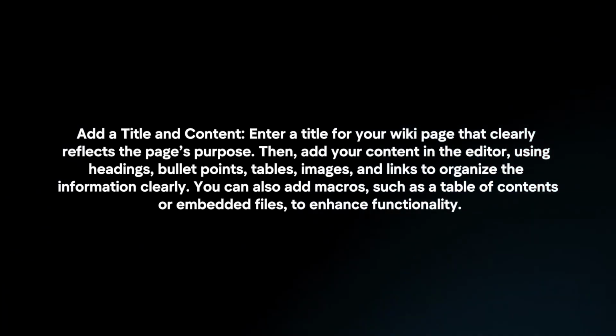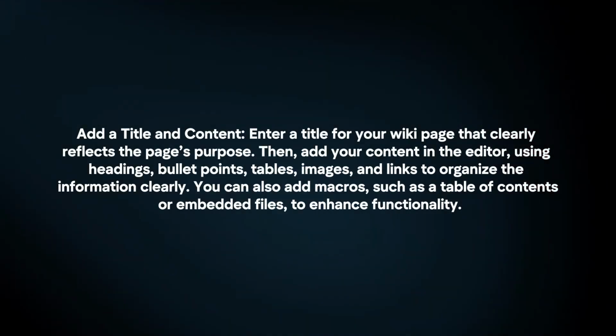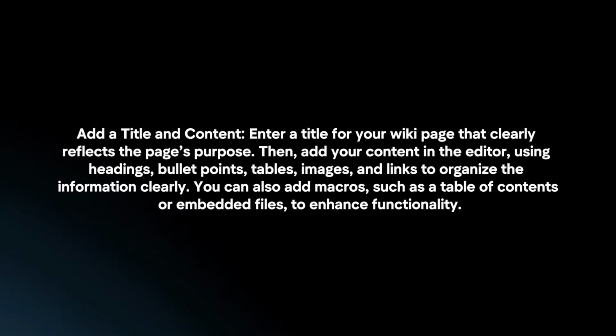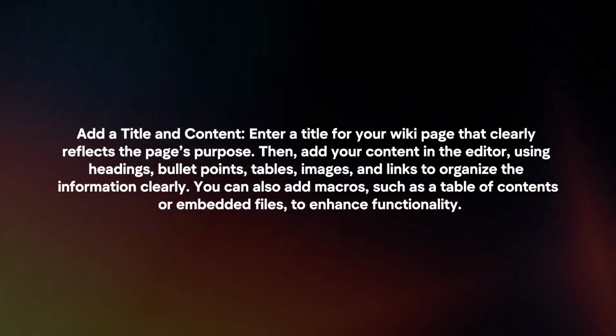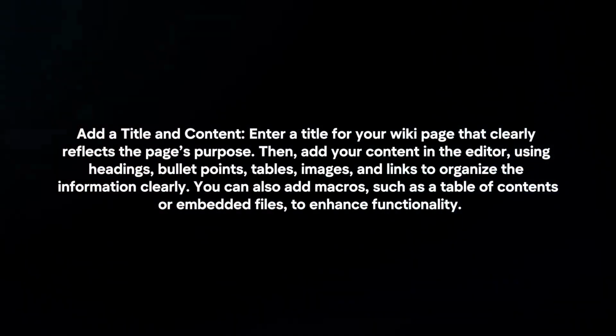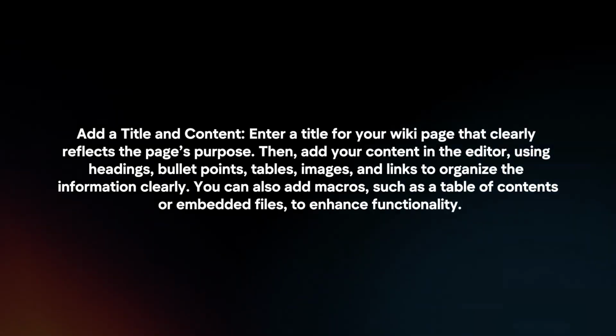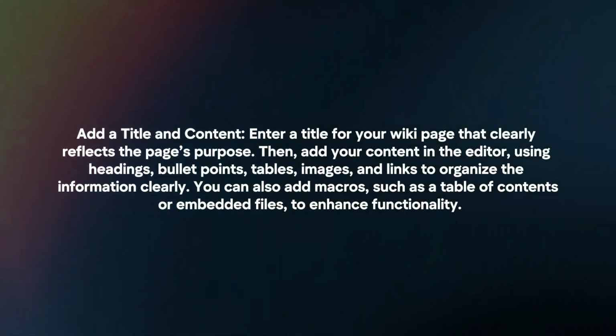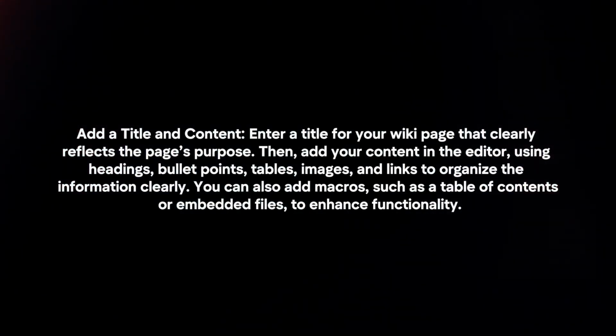Add the title and content. Enter a title for your wiki page that clearly reflects the page's purpose. Then add your content in the editor, using headings, bullet points, tables, images, and links to organize the information clearly. You can also add macros, such as a table of contents or embedded files to enhance functionality.